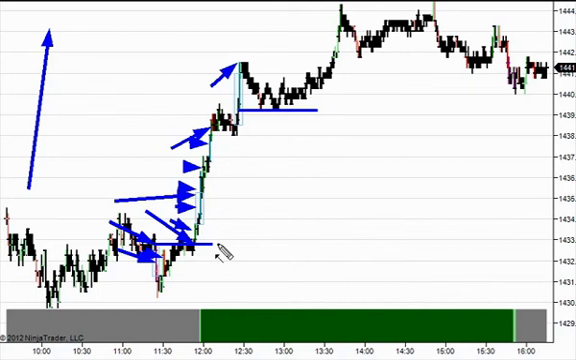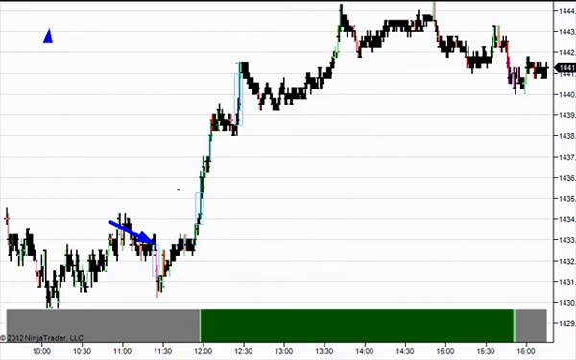So then we want to figure out how do we get in. And like I said, there were 4 different trade opportunities that would have worked out very nicely depending on how you decided to trade that in your style and how aggressive or conservative you might be. So hopefully that makes some sense.